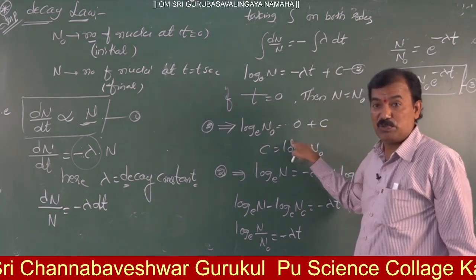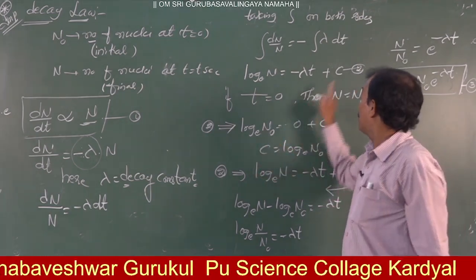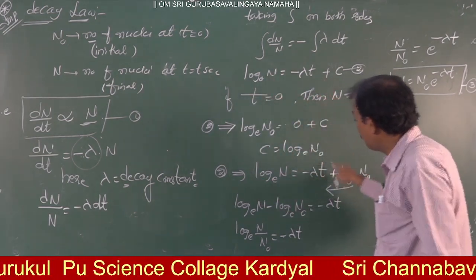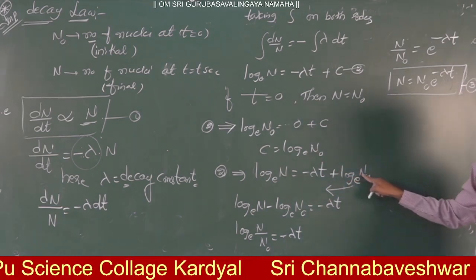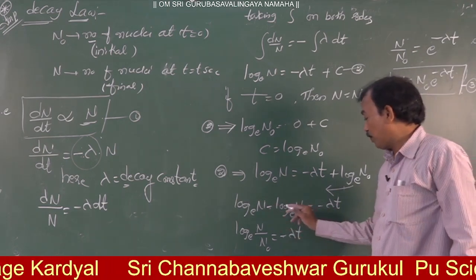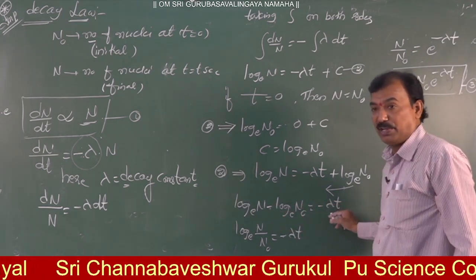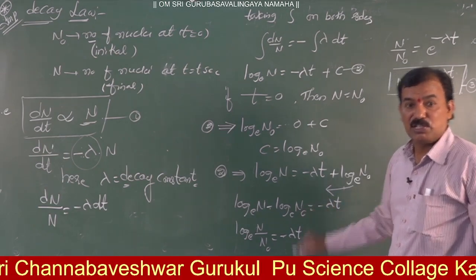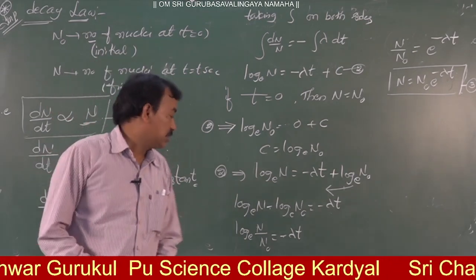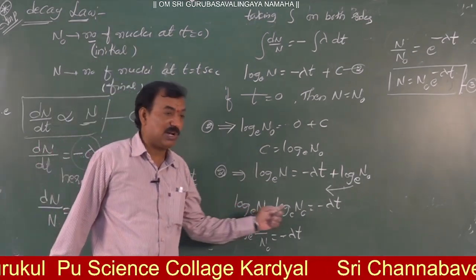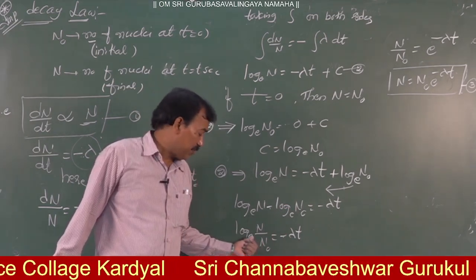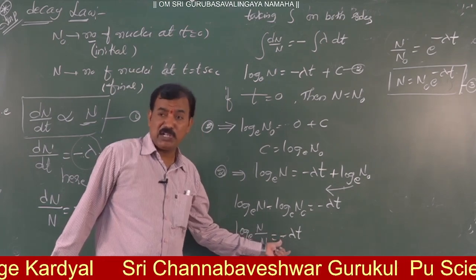We take t as 0 seconds. Now in equation 2, log base e N is equal to minus lambda into t plus C, and C is log base e N naught. It goes to the other side and becomes negative. So log base e N minus log base e N naught is equal to minus lambda into t. We know the logarithm formula: log a minus log b is log of a by b. So log base e of N by N naught is equal to minus lambda into t.